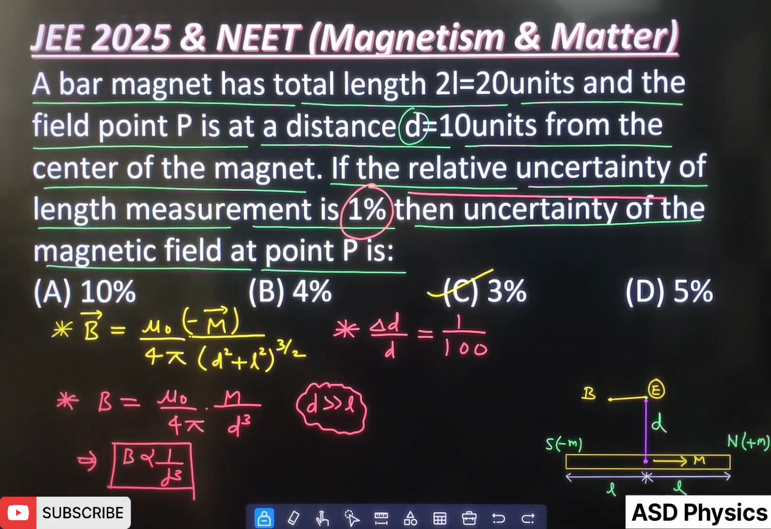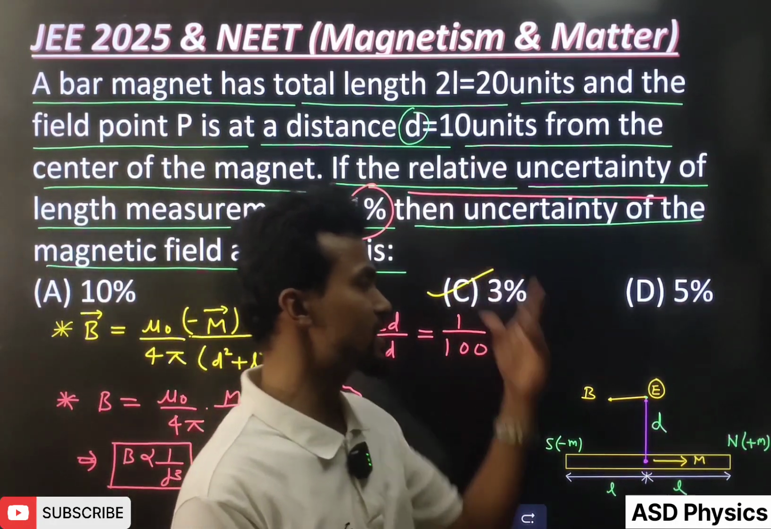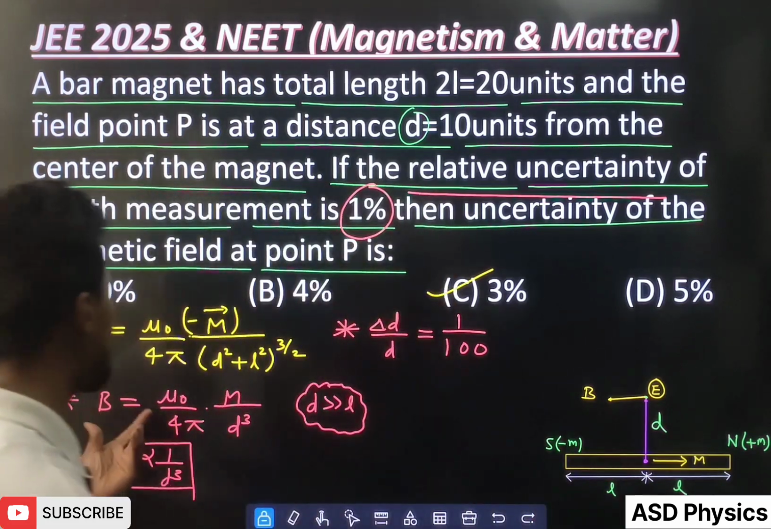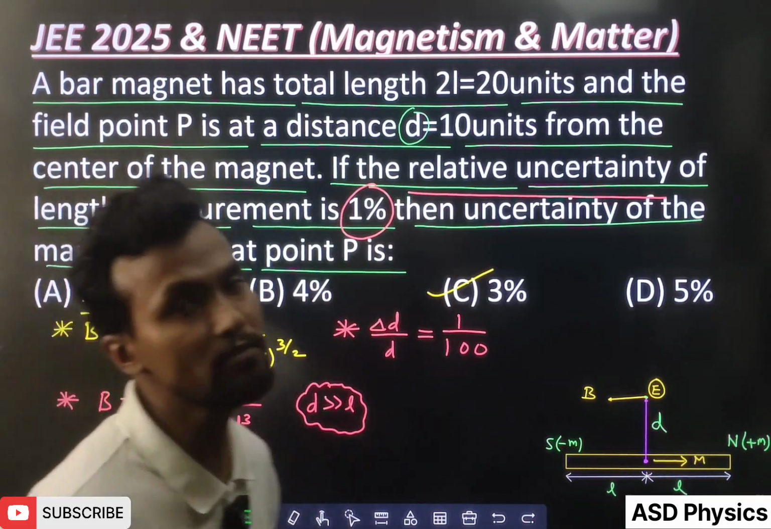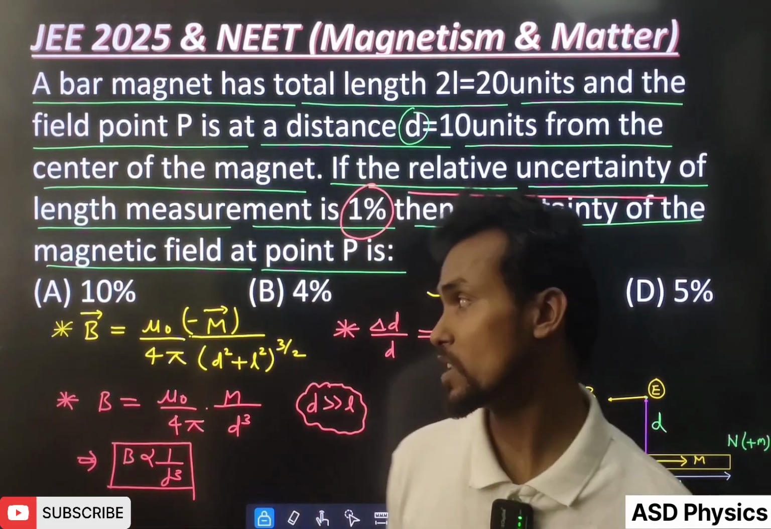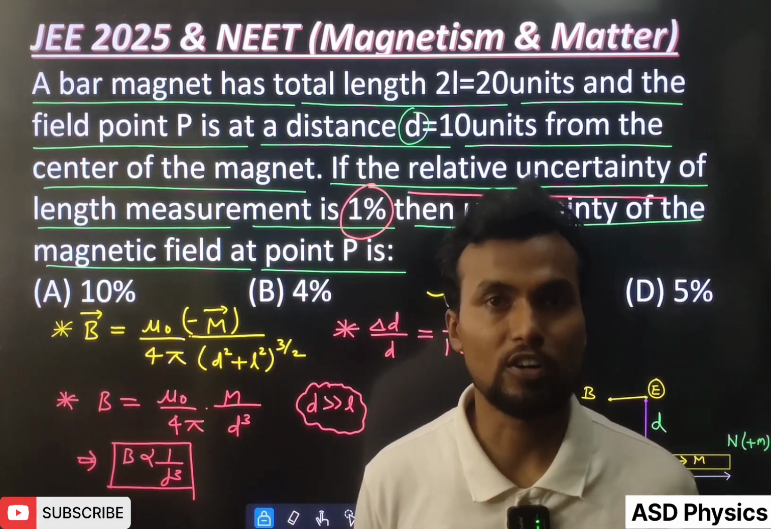3%. So students, again I am telling you, actually the real data is not supposed to use the approximate formula, but we don't have any other option left to solve this question. That's why we are using the approximate formula here.